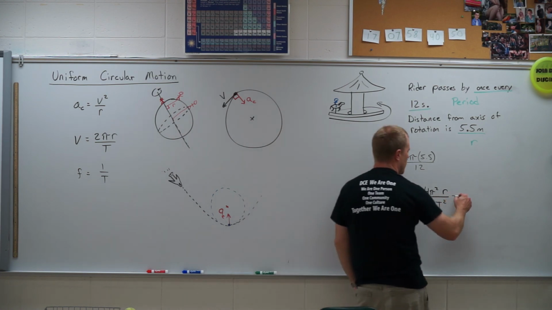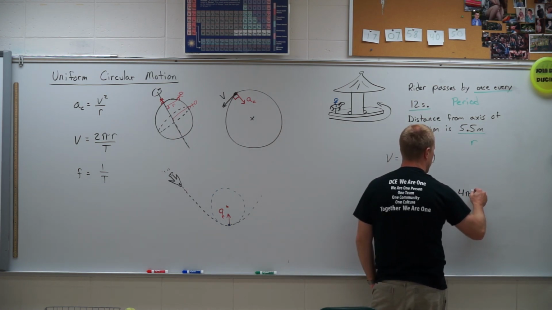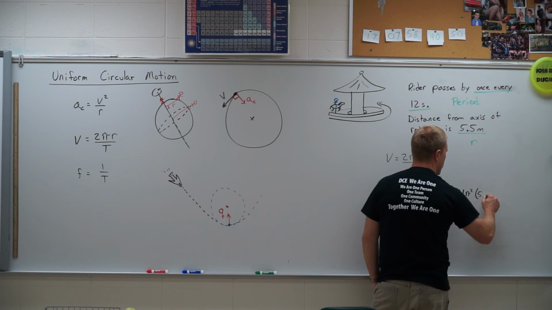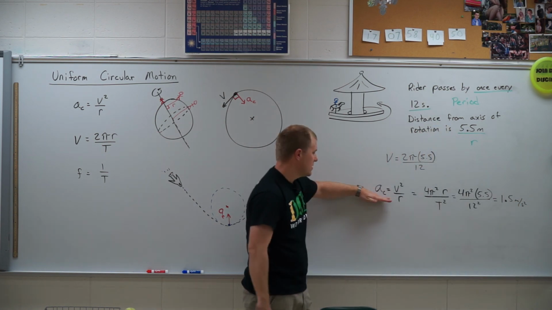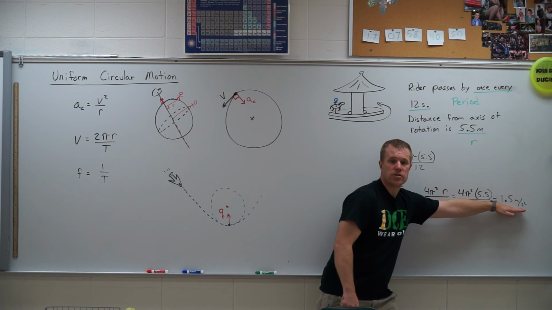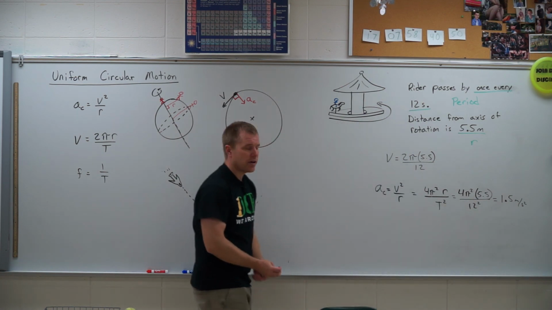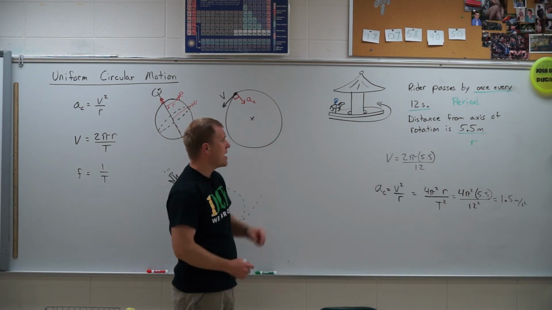So in the end, I can plug all this information in, so I could type in just 4 pi squared times 5.5 divided by 12 squared. And you get something like 1.5 meters per second squared. Notice that it's an acceleration, so we're going to have units of meters per second squared. And it's going to be directed radially inward.